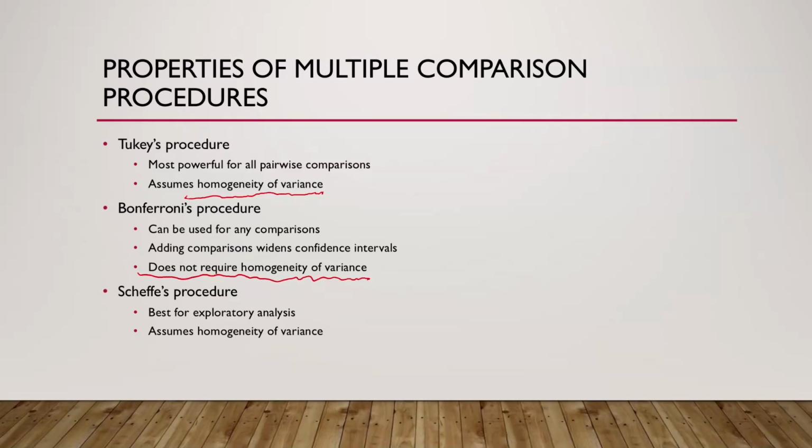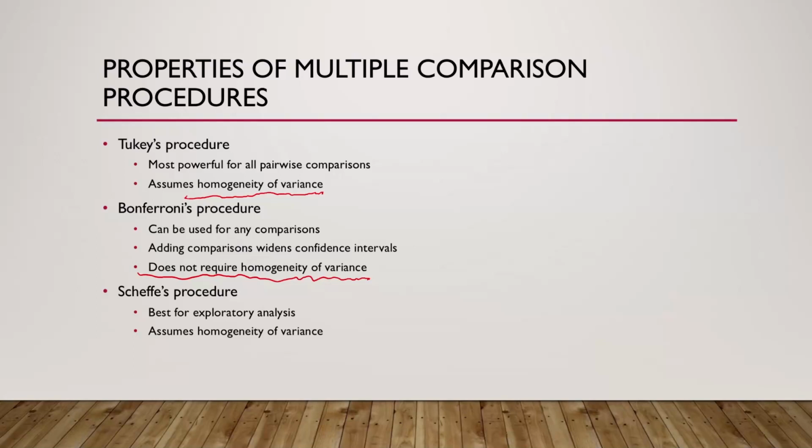All we have to do is divide up alpha by the number of comparisons we're doing. And so it's like running a t-test, except instead of using 0.05, you would use whatever your alpha prime is. That is, you would take your alpha and divide it by the number of comparisons, and that's what you would put in for your type 1 error, or 1 minus that for your confidence interval, or your confidence level. So adding comparisons, of course, with this will widen the confidence interval, but it can be used for any kind of comparison you want. It's very flexible.